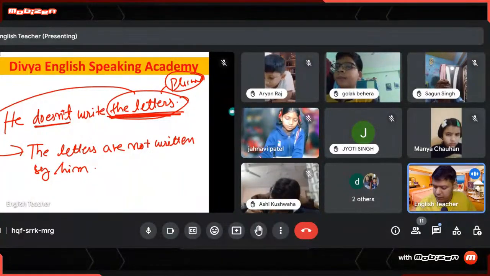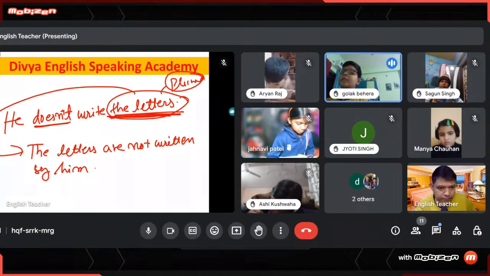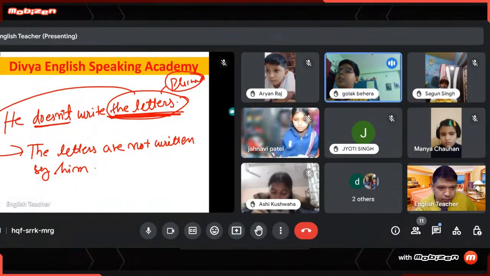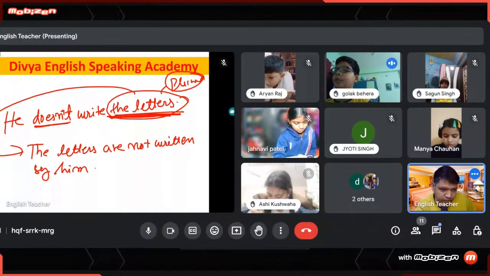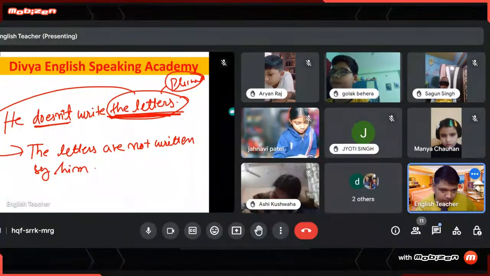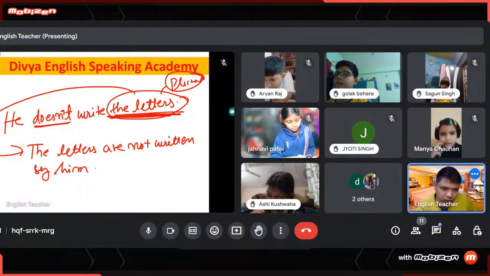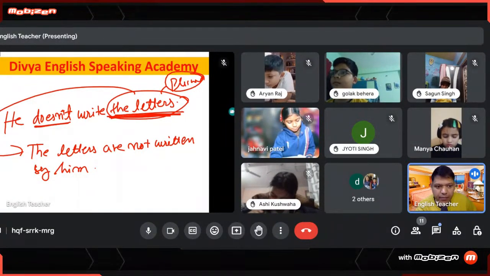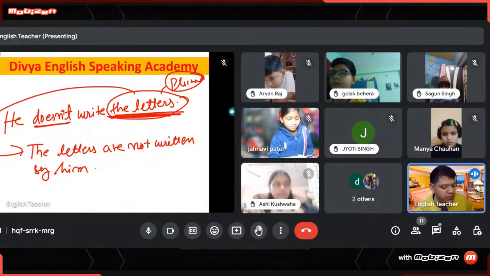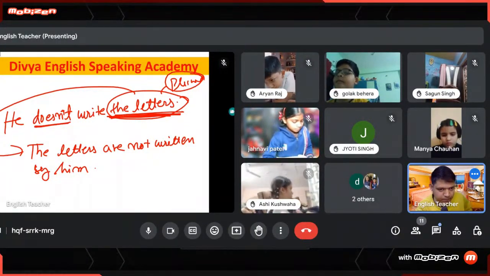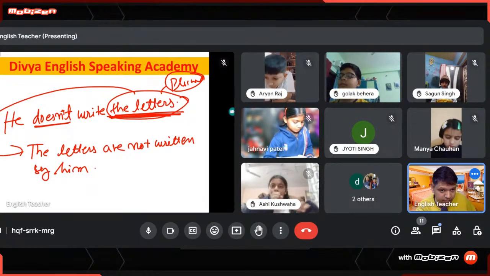Sir, I'm talking about times meaning habitual things. So how can I use the past form? Used to plus first form of verb. Used to plus first form of verb. The action was happening in the past, but it doesn't happen now. To talk about that, we use used to plus first form of verb. That is also the way to express that.